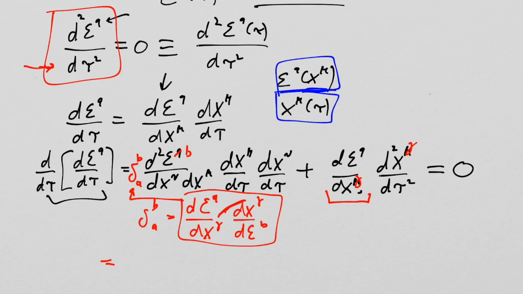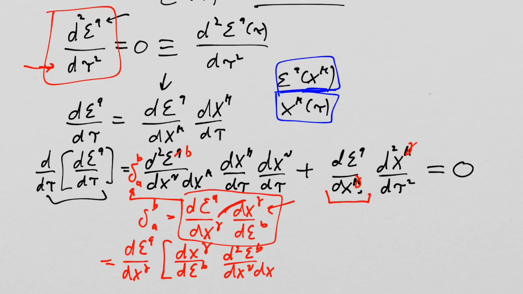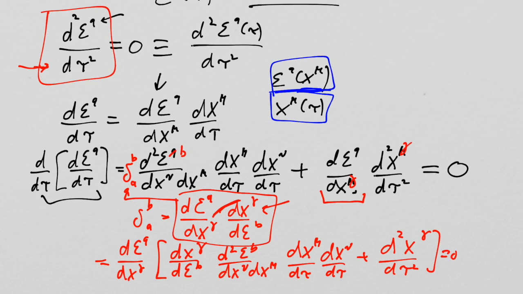I end up with pulling out, I get d ca dx gamma times, and then this is left behind, dx gamma dcb, and then it's d squared cb dx nu dx mu, and then it's times dx mu d tau dx nu d tau plus d squared x gamma d tau squared equals 0. Phew. And this, we did this last time, right?